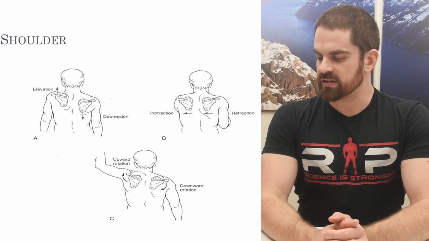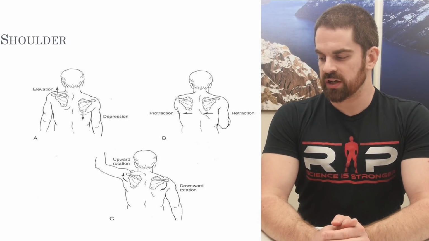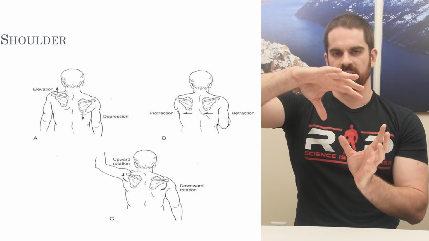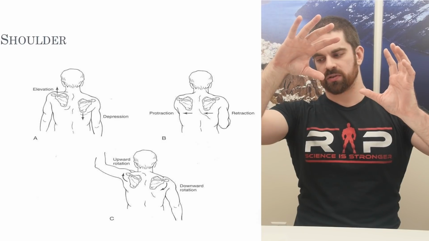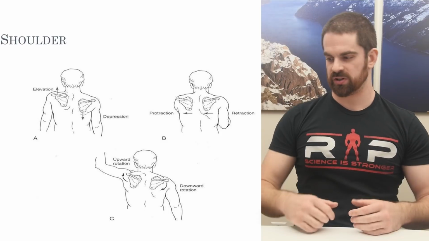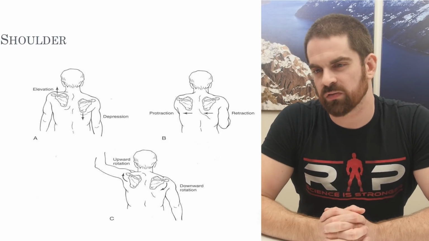And then last on here is the rotational ones, the upward and downward rotation. The rotation ones are simply where we have the scapula and it's moving up and turning out. That's upward rotation. Downward rotation is kind of the same thing as before, a return to anatomical position. So sometimes people get a little bit confused on this one.